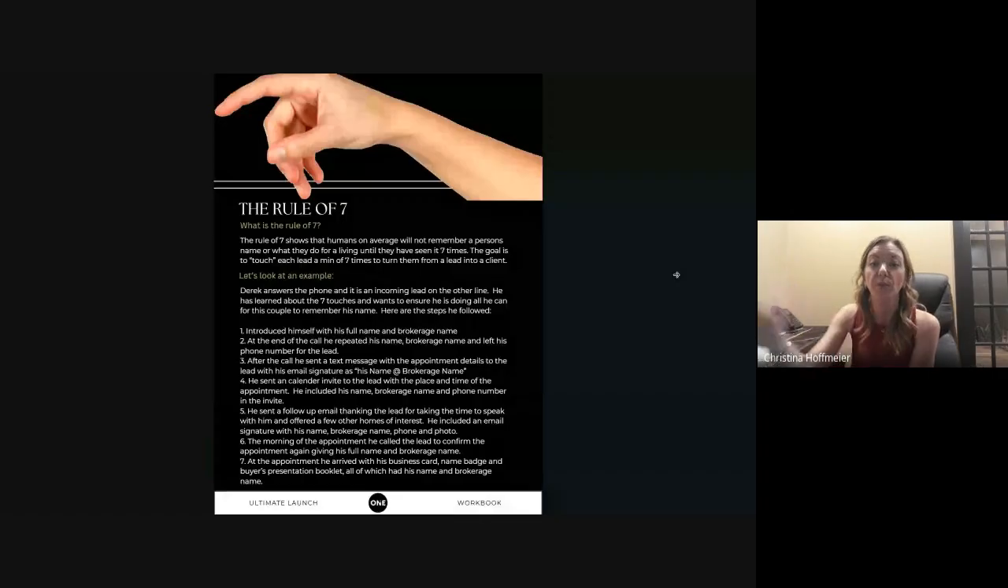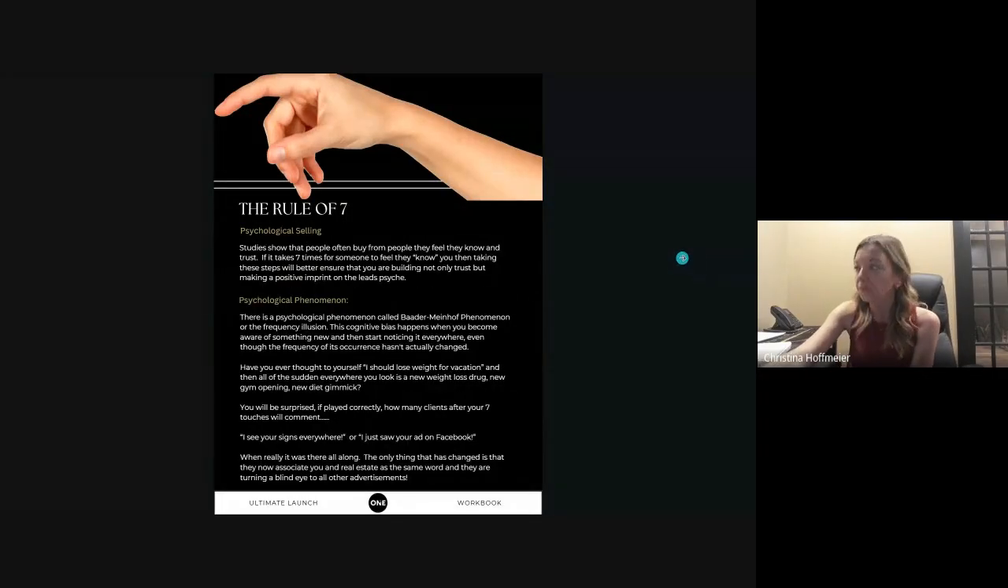So it's super important that you practice the rule of 7. This is a psychological selling technique. Studies have shown that people often buy from people they feel they know and trust. It takes 7 times for someone to feel that they know who you are. And by taking the steps, it'll better ensure that you are building not only trust, but making a positive impact on the lead's psyche.